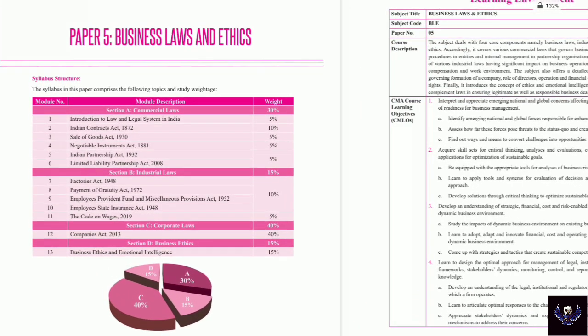So we have four sections: Section A of Commercial Laws, Section B of Industrial Laws, Section C of Corporate Laws, and Section D of Ethics. First of all, we'll do an ABC analysis. We'll split them into A category topics, B category topics, and C category topics, so that we will prioritize the preparation order: first we will complete A, then B, then we will go for C.